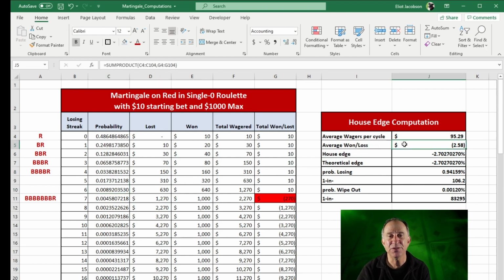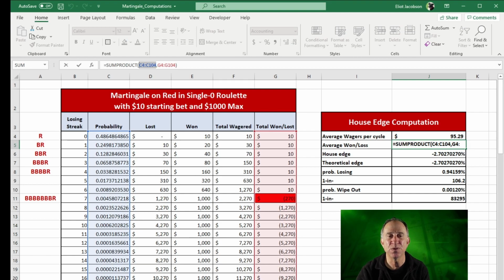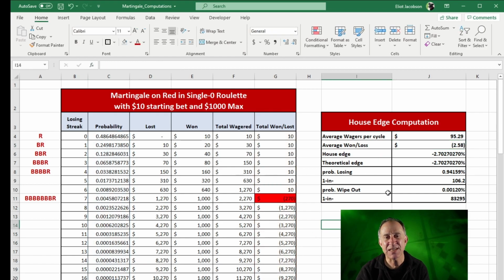So again, this entry right here is a sum product. And in this case, we see it's C4 to 104 with G4 to 104. We're simply taking the sum product of these two columns. So that's how we come up with the average wagers per cycle and the average won loss per cycle.